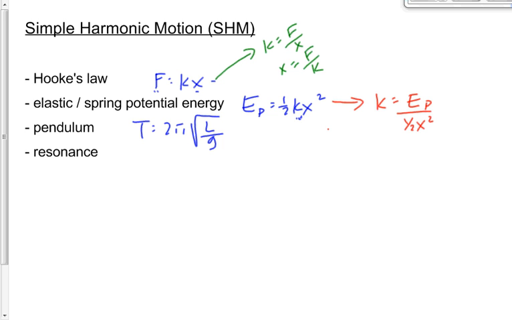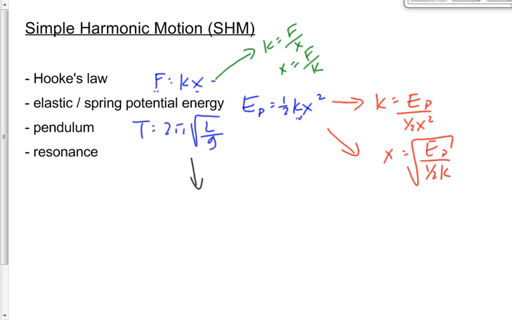x is the tougher one to rearrange for, though. We're going to say EP, x is equal to, what are we going to say? EP divided by 1/2 k, or you could say 2EP over k, either one of those. But we got to get rid of the square as well. We're going to do that by square rooting. So x is equal to the square root of EP over 1/2 k, or the square root of 2EP over k.